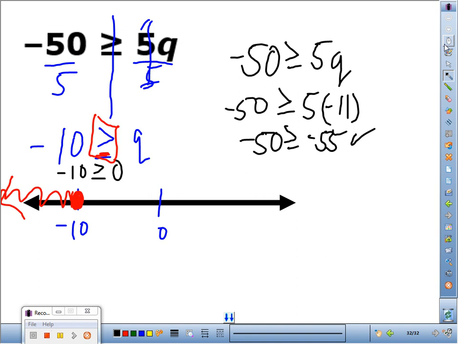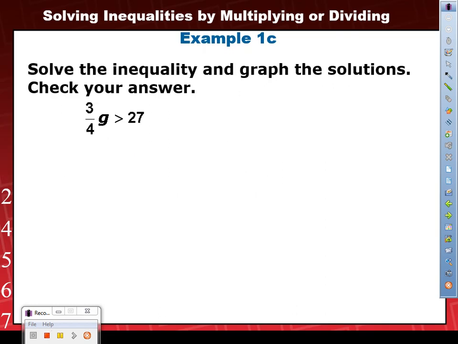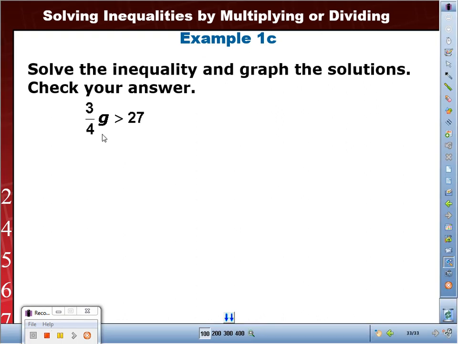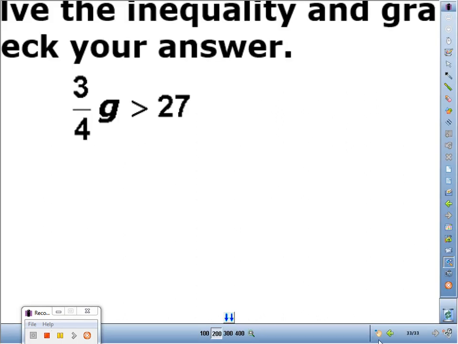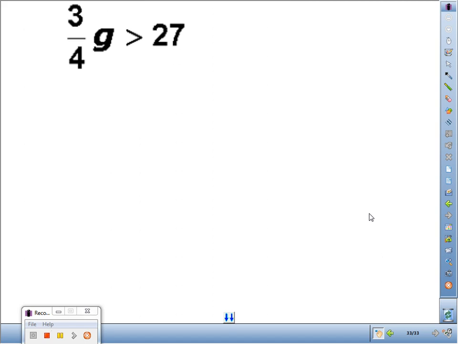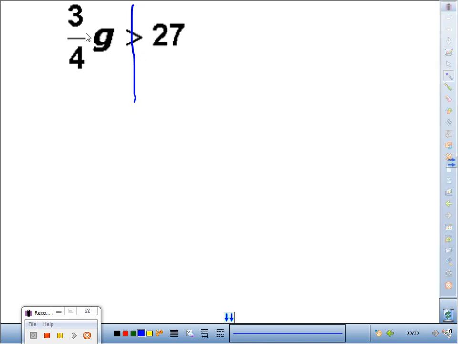All right, let's continue. Copy this one. Example 1c. 3/4 g greater than 27. On this one, I just want you to solve and graph. You don't have to check. Let's see. Start me off with this one. Line down the inequality symbol. We got 3/4 g. How do we get rid of that 3/4? Lauren G.